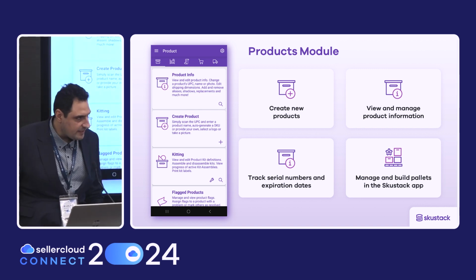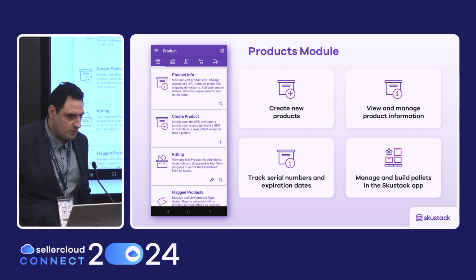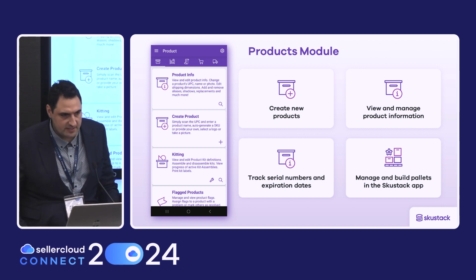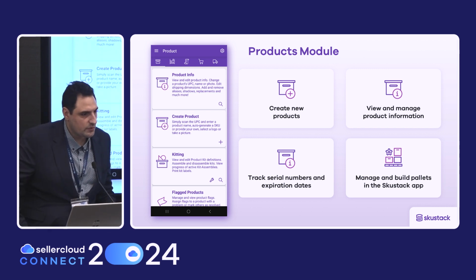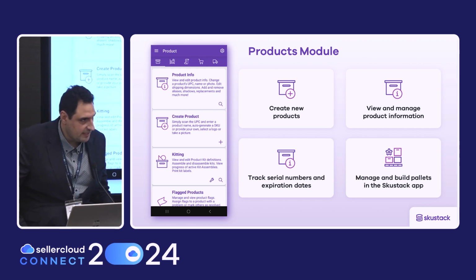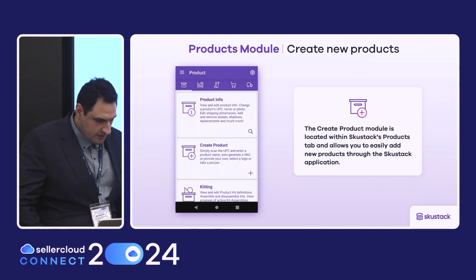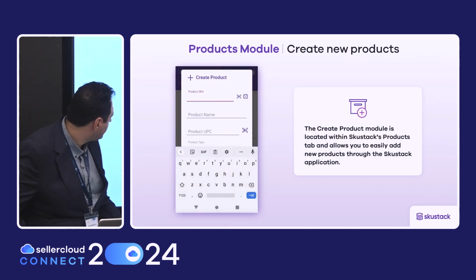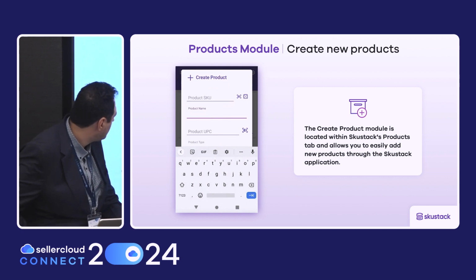You can also build pallets, which is very useful if you're picking, let's say, FBA shipments, or if you're receiving by the pallet. As a prerequisite, you would be able to create that pallet and associate products with that pallet. So let's start with the product creation. Here in the short GIF animation, you'll be able to see what it looks like.